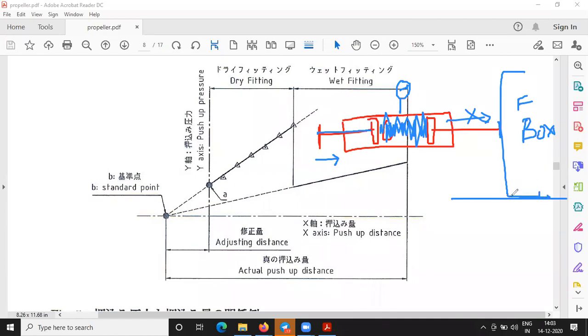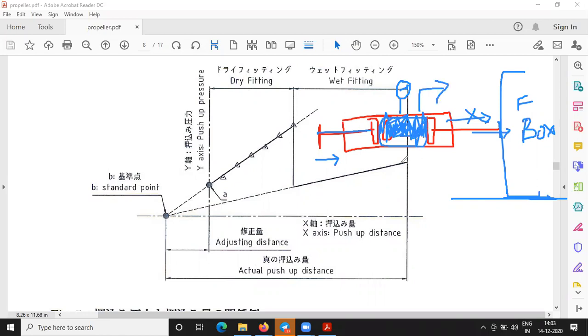So now what happens? I will start applying oil here. That means the box will start moving forward. Why? Because there is a reduction in friction, but I haven't increased the pressure here. The oil inside, the pressure which is stored here, is sufficient to move this forward.